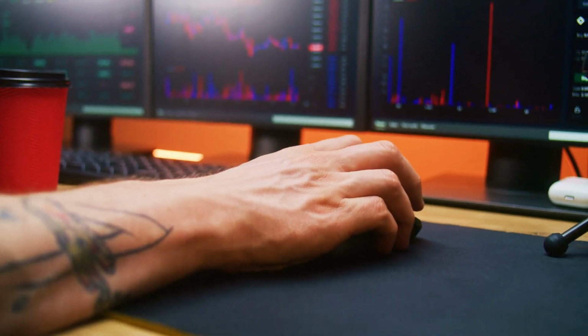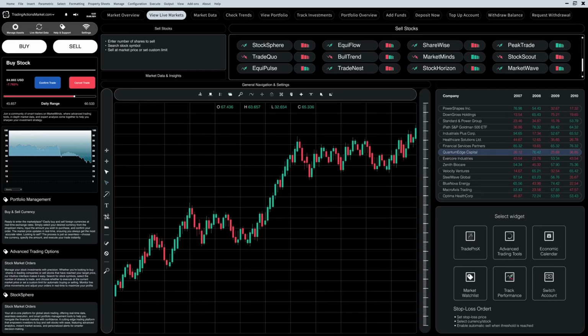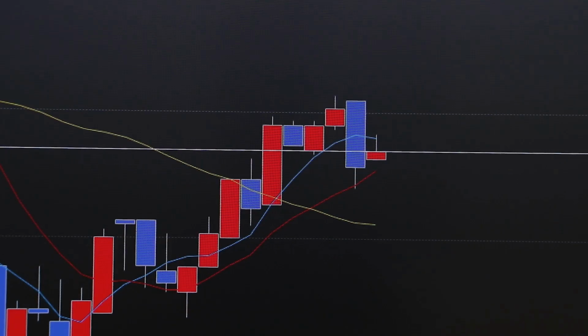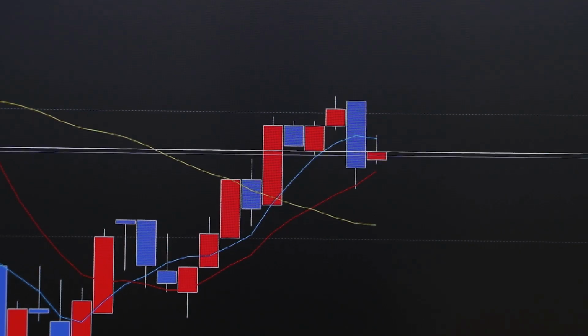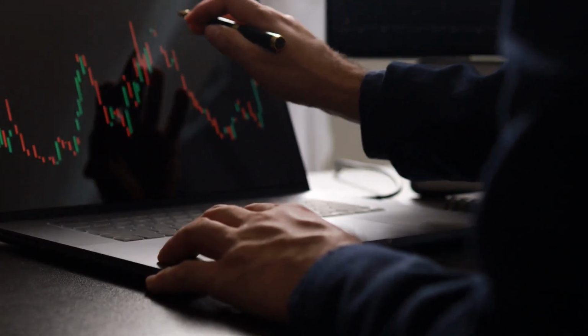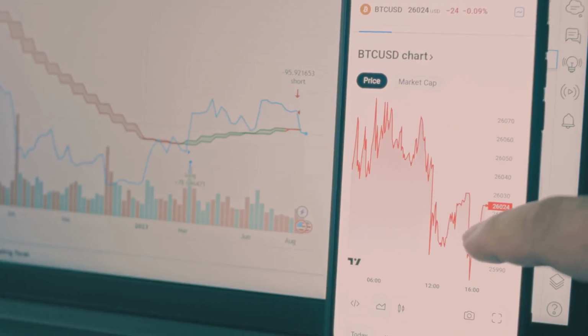Let's walk through a simple example. Imagine we have a basic strategy on TradingView. We want to buy when the price crosses above the 50-period moving average and sell when it crosses below it. This is a classic trend-following strategy. On TradingView, you would add a 50-period simple moving average, or SMA, to your chart.